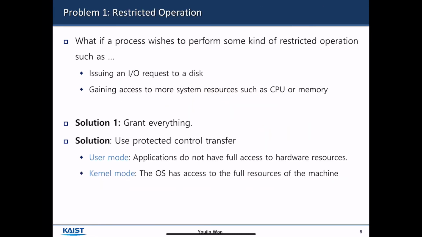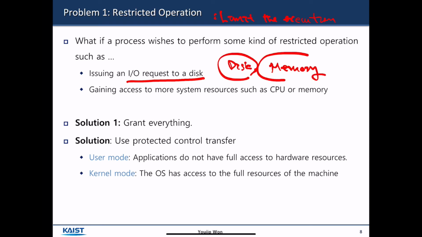The approach to control the access to this address space is to limit the operations. A process wants to execute some privileged operation, such as accessing the disk, or it wants to get more CPU cycles, or it wants to get more stack space or heap space allocated. Because disk and memory are shared by all the processes in the system, we have to be very careful in enabling a process to get access to these resources.